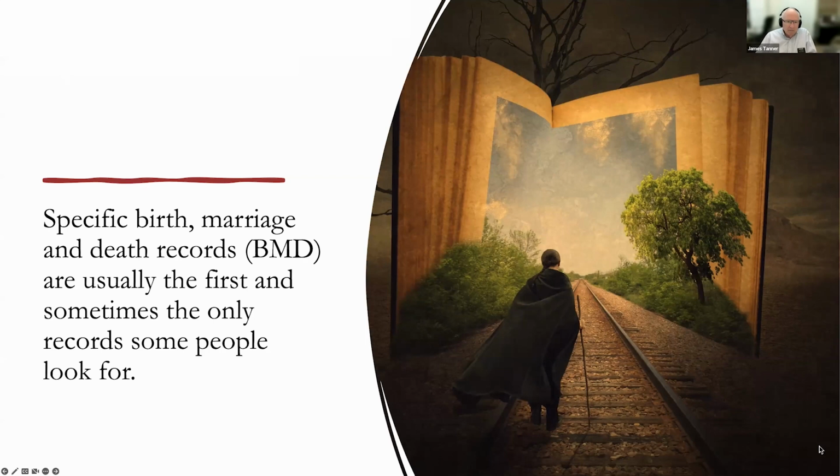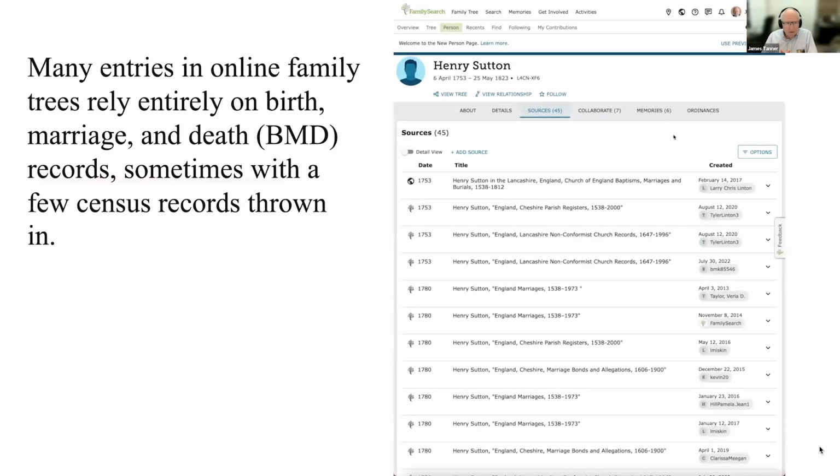Specific records about birth, marriages, and deaths are usually the first and sometimes the only records that some people look for. Now, it's obvious that it would be helpful to know when a person was born and when a person died, and even more helpful to know when they got married. But this basically is not the sole research effort and the sole research goal of genealogy.